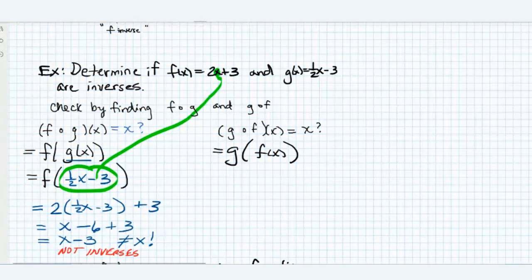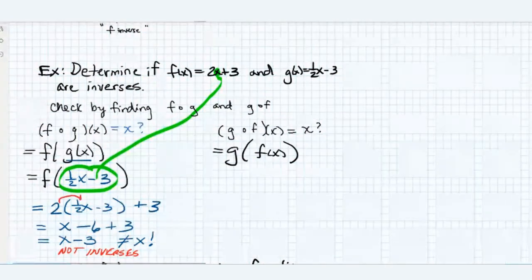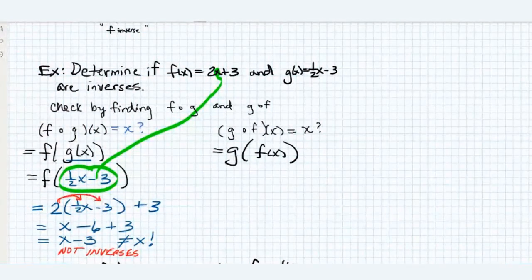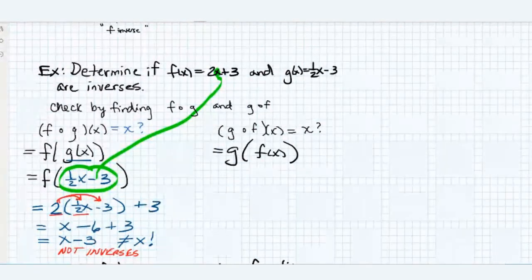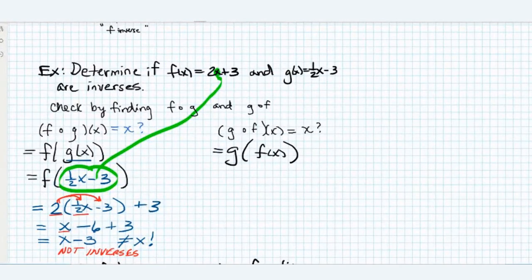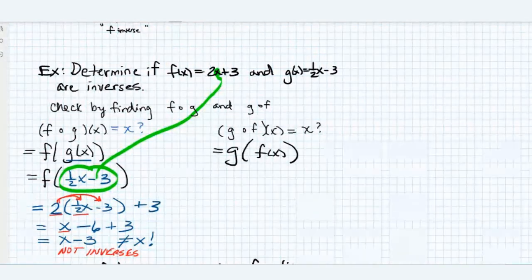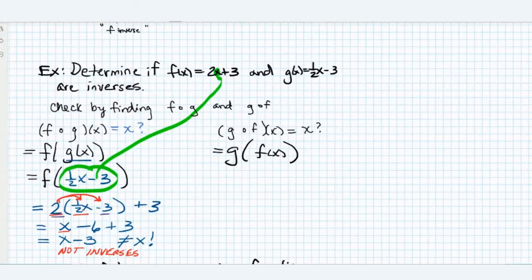Good question. I got x minus 6 by distributing the 2 through the parentheses. 2 times 1/2 x, 2 times 1/2 is 1, so you just get x. And then 2 times negative 3 is negative 6. So I got x minus 6. Did that answer your question, Megan? I'm going to pull you in just a minute to see what you got.